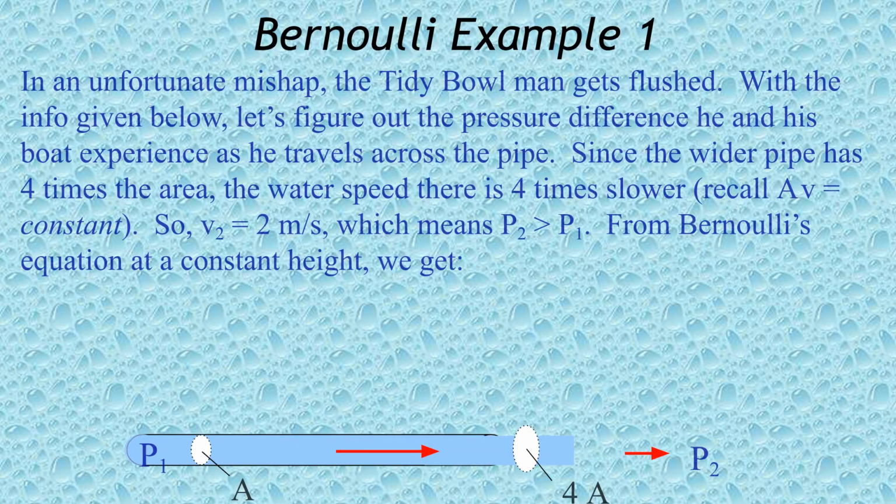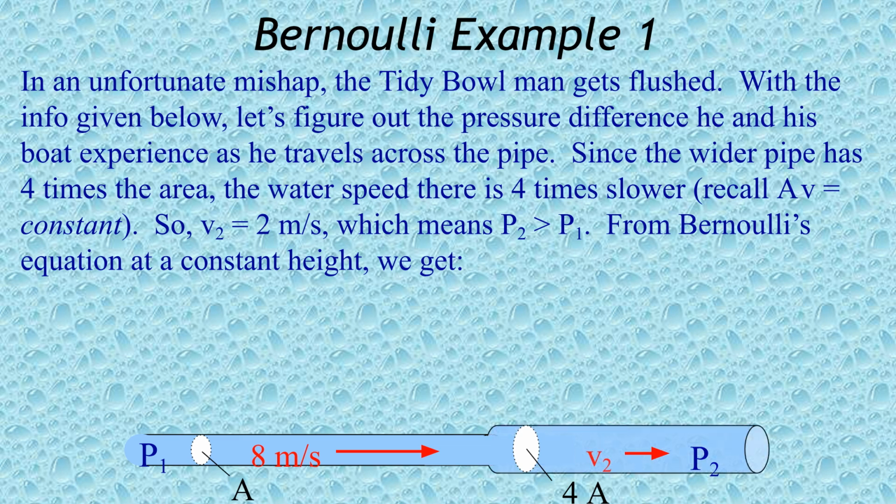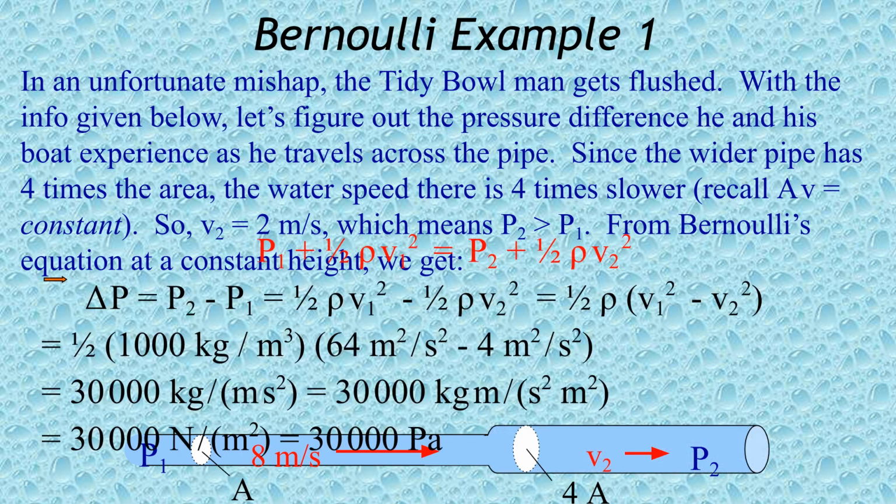Consider an example of water flowing in a horizontal pipe. Since the pipe widens, the speed decreases from 8 meters per second to 2 meters per second. Using the constant height Bernoulli equation, we calculate the pressure difference. The change in pressure is 30,000 pascals.